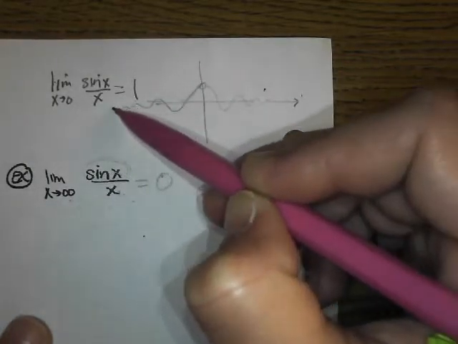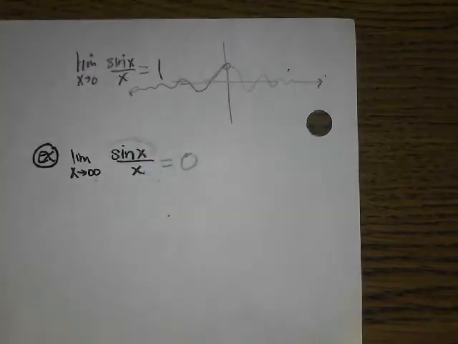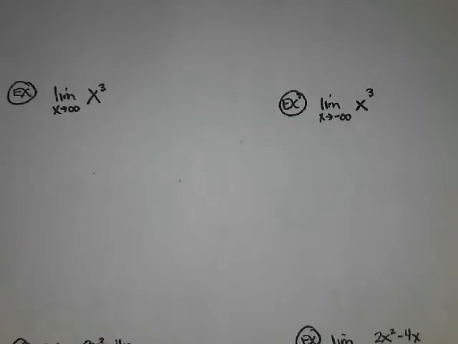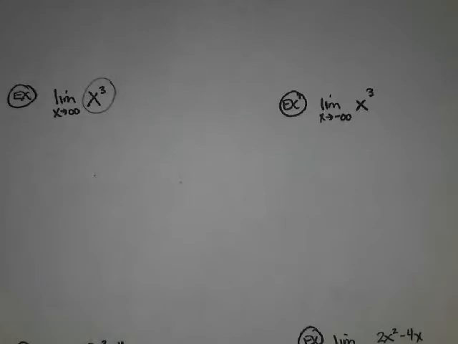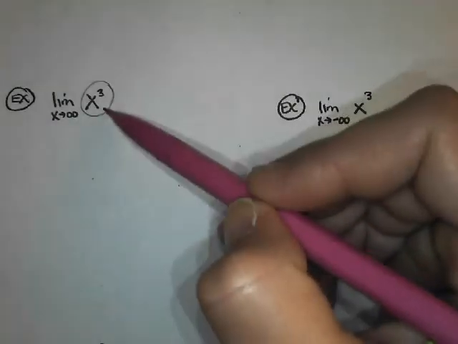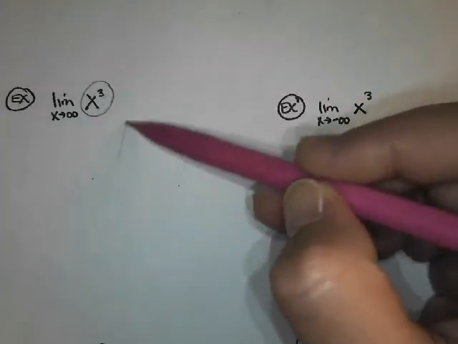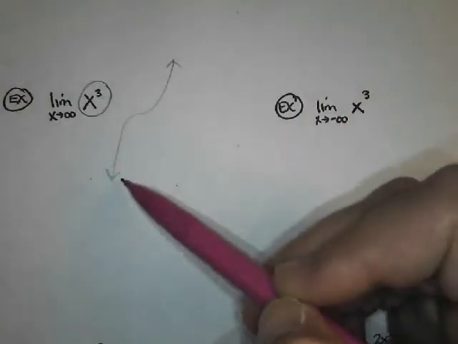How about this one? We should know our end behavior for a positive x cubed graph, right? Positive x cubed, it's an x cubed polynomial, so it's opposite end behavior. It's positive, so overall it has a positive slope. So what is our limit as x approaches infinity? Infinity.